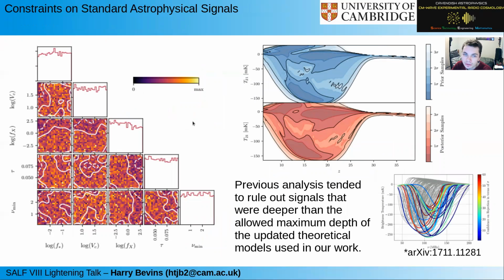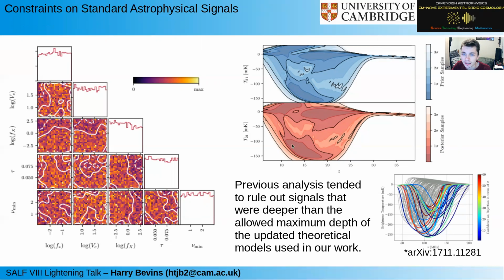So for the standard astrophysical signals, you can see that our 2D posteriors and our 1D posteriors are very flat. And when we look at the functional posterior shown here in red and compare that to the functional prior shown in blue, we don't see a big significant difference. And that kind of suggests that we're not really constraining the standard astrophysical parameter space at all. Previous analysis of this data set has ruled out signals that were very deep. But because we have these additional heating mechanisms in our theoretical models, we can't actually reach the depth of those signals. So we wouldn't necessarily expect to rule out the same types of signals in our analysis.